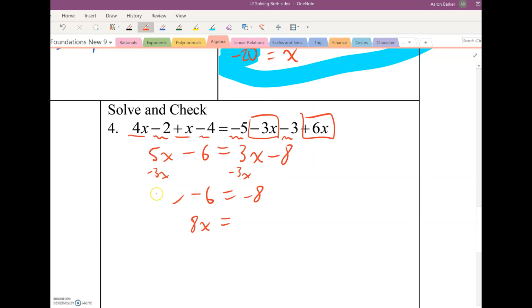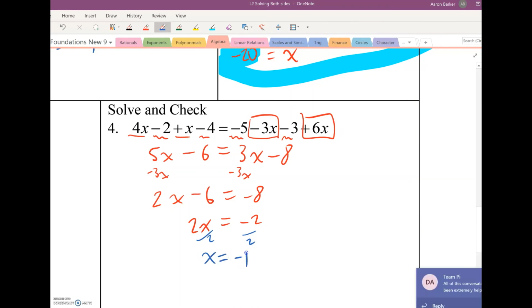So this should be positive 2x. There we go. So this is positive 2x, and this is going to be -2. So what do we do now? Divide by positive 2. And we get x equals -1. Okay, so x equals -1.